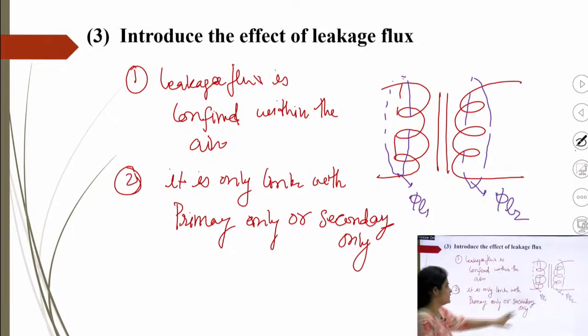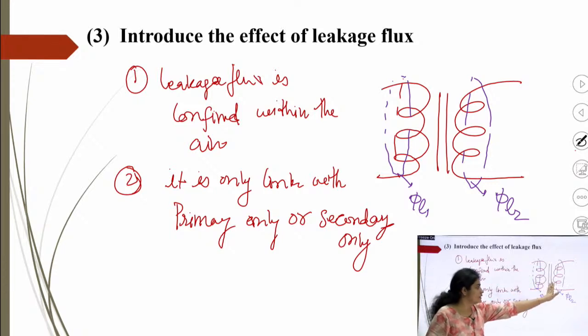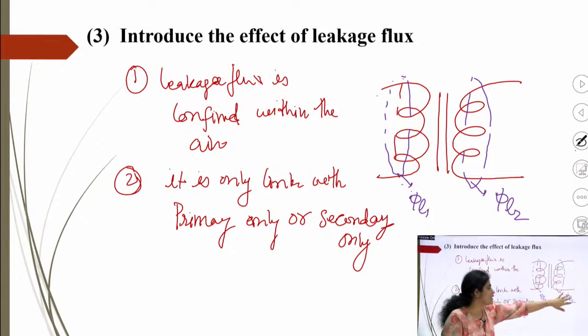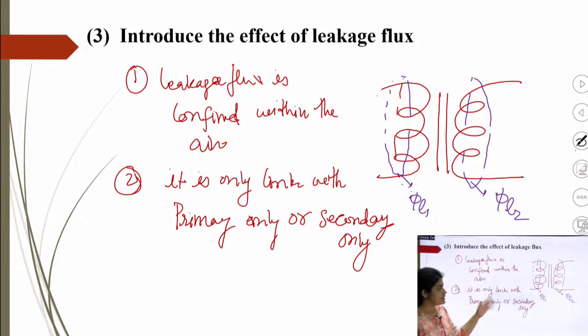So, this leakage flux is not responsible to produce the main flux, I mean the voltage here. The nature of this flux is sinusoidal only. So, this flux also induces an EMF. So, that will be considered in terms of voltage drop in the windings. So, phi L1 is responsible to produce the voltage drop in the primary side, phi L2 is creating the voltage drop in the secondary side. So, this is how this will be included.